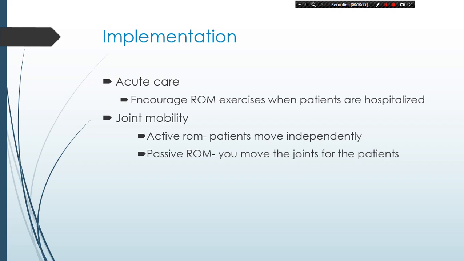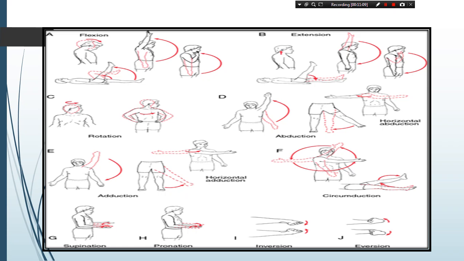In order to mobilize joints and prevent contractures, we can encourage our patients to participate in active range of motion. If patients are unresponsive or paralyzed, we can implement passive range of motion. This is a slide that depicts several range of motion exercises.